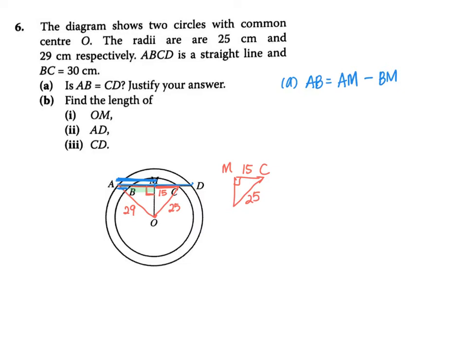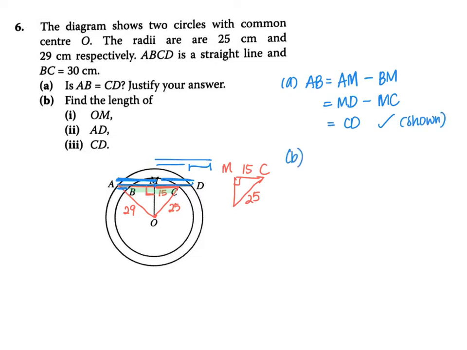But at the same time, with the symmetrical properties of the circle, AB is actually equal to MD. And we know that BM is the same as MC. What does that leave us? If I have MD minus BM, that gives me CD. So is AB equal to CD? Yes, shown.